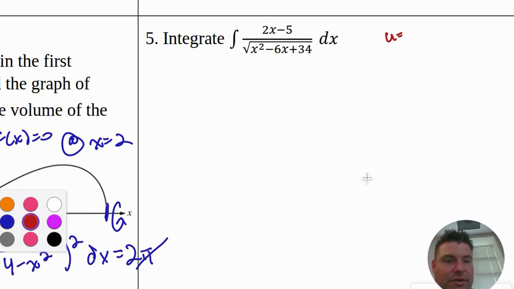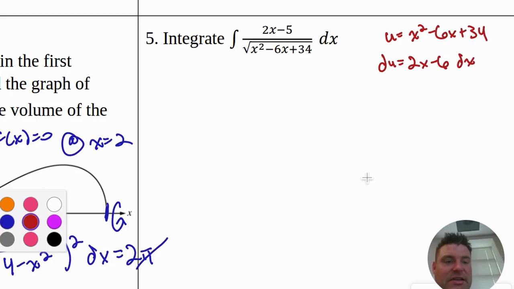What my brain is doing is, I'm looking at this and thinking, oh, u equals x squared minus 6x plus 34, du would equal 2x minus 6 dx. And I don't have that. That's not going to cancel out. But because of that square root on the bottom, I'm thinking to myself, this might be an arc sine or arctangent. It's a square root, so an arc sine question.